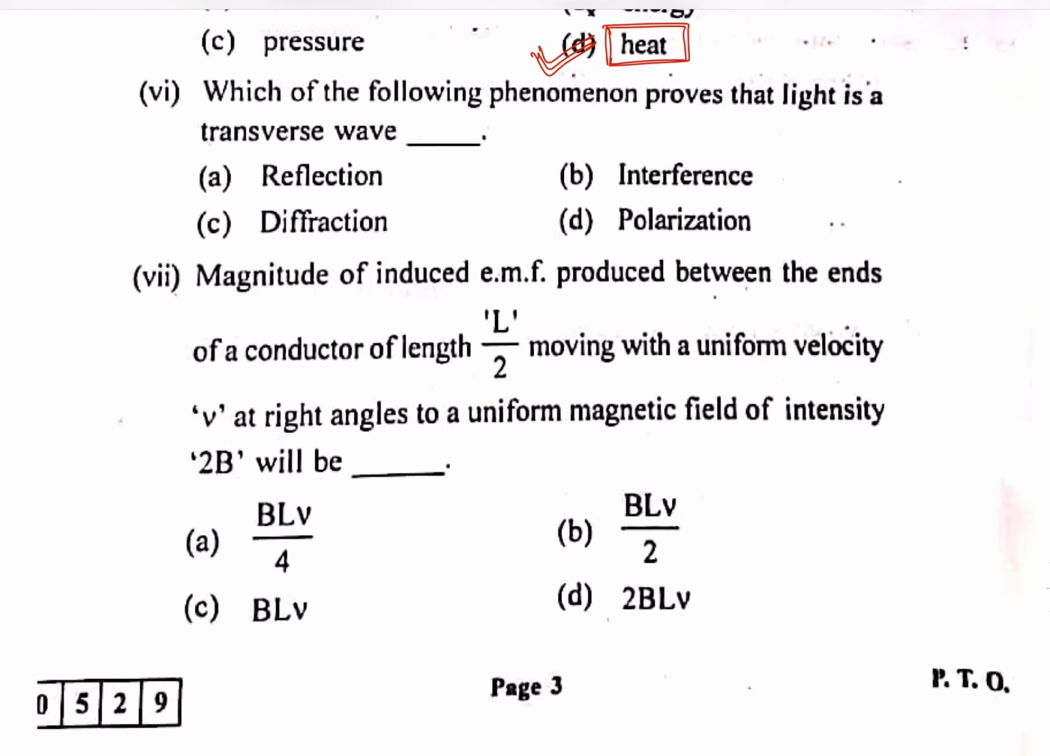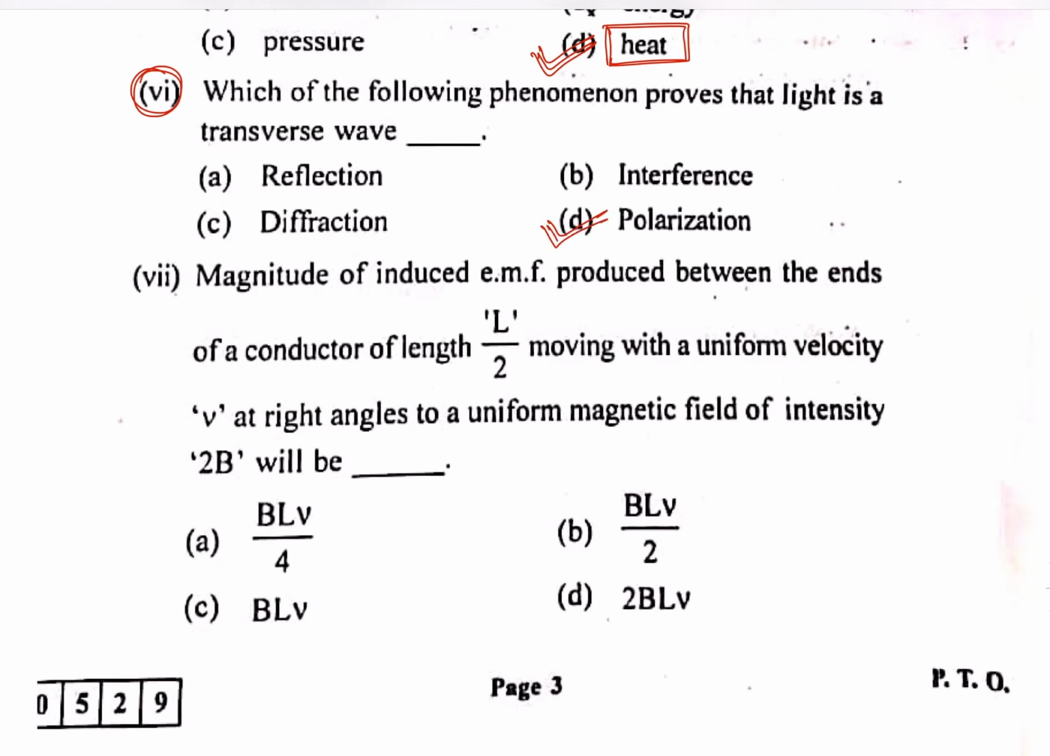So next question, question number 6. Which of the following phenomena proves that light is a transverse wave? Listen, out of these 4 phenomena, only one phenomenon is obeyed by a transverse wave, and it is polarization.